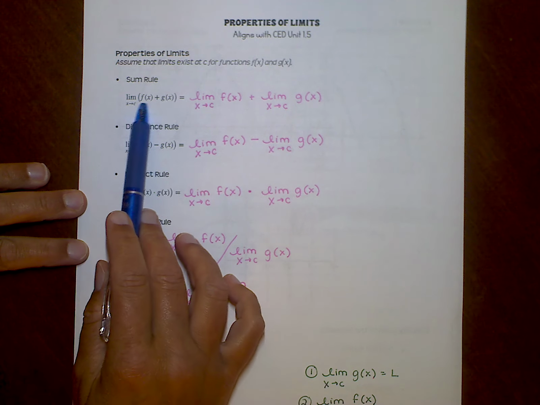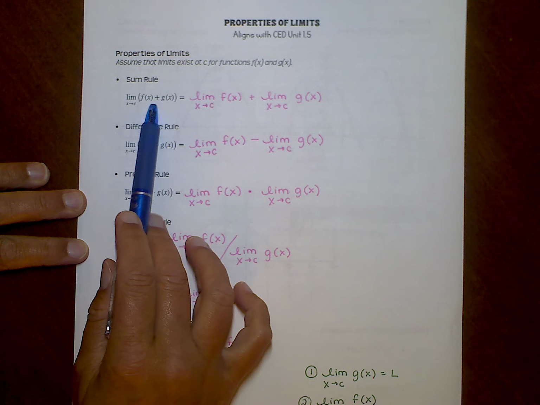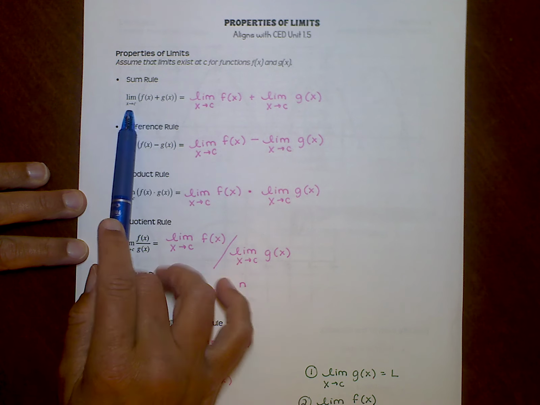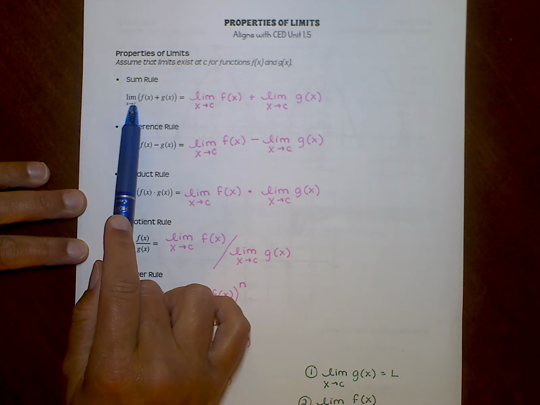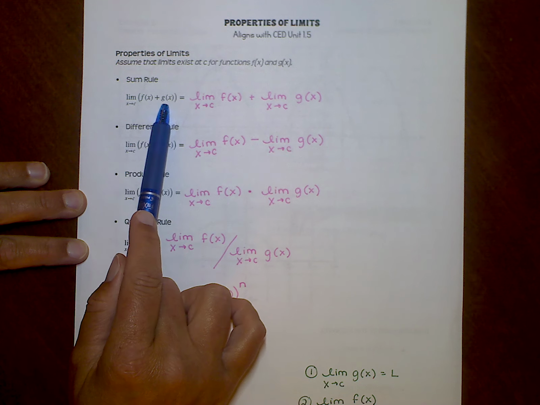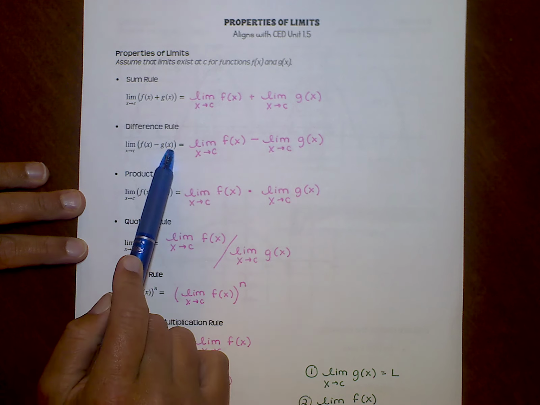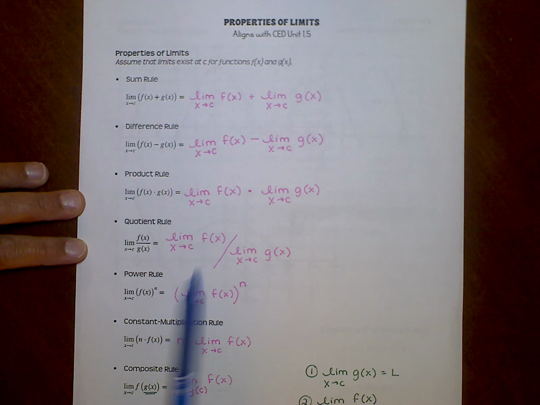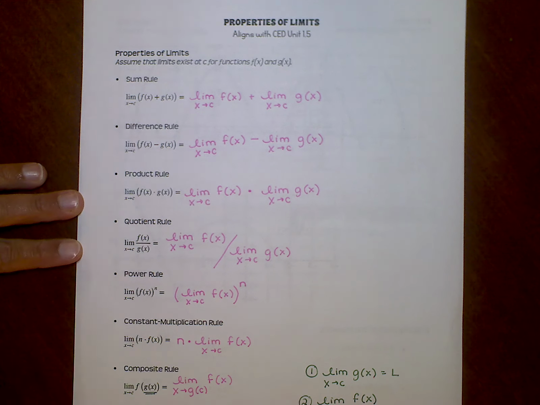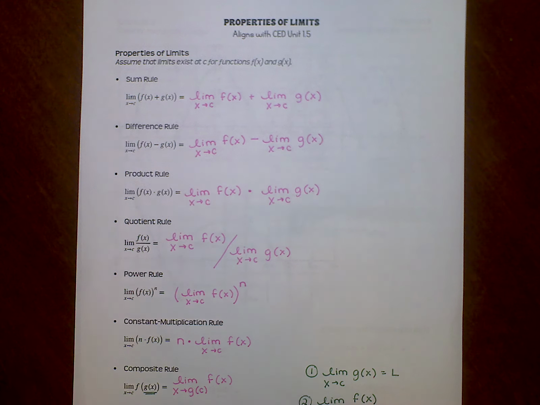For example, if I want to add f and g of x together, and I want to know the limit of that new function as we're approaching c, I can just find the limit of f and the limit of g separately and add the two limits together. That same thing works for just about everything. If I want to subtract two functions, I can subtract the two limits. If I want to divide, I can divide the two limits. If I want to raise a function to a power, I can take the limit and raise it to the power. All of these will make more sense when you see examples, but they're very straightforward.